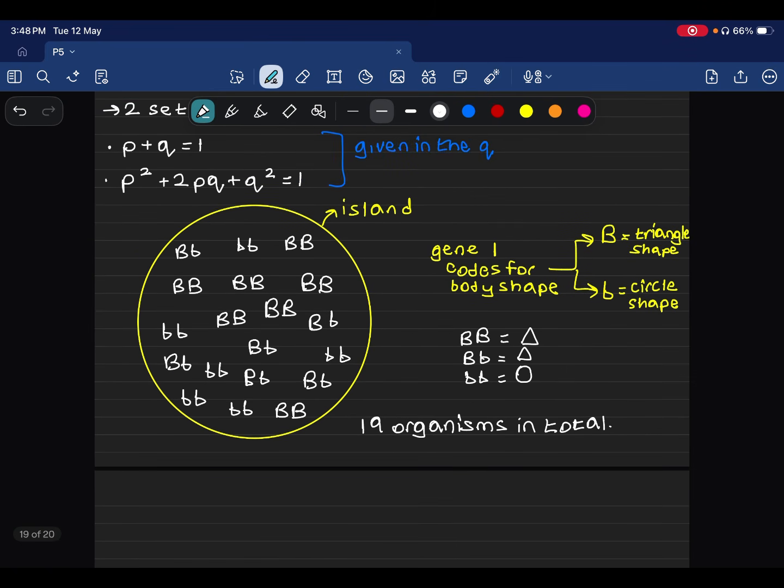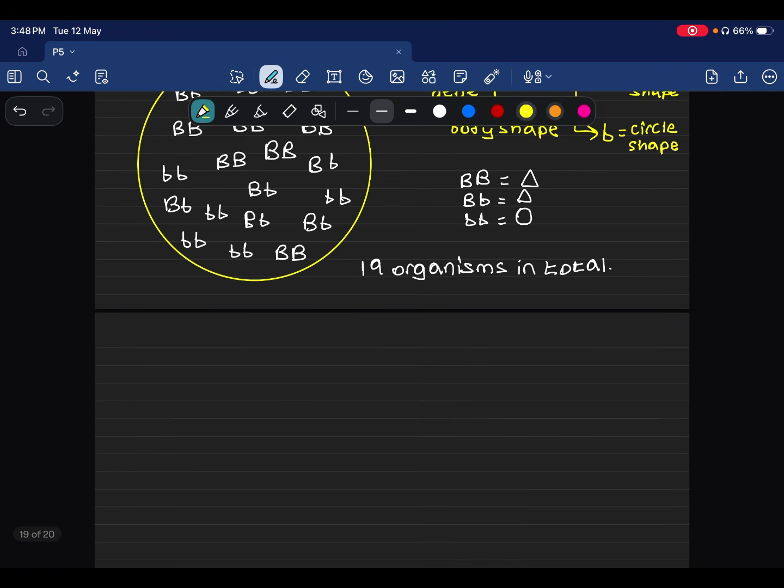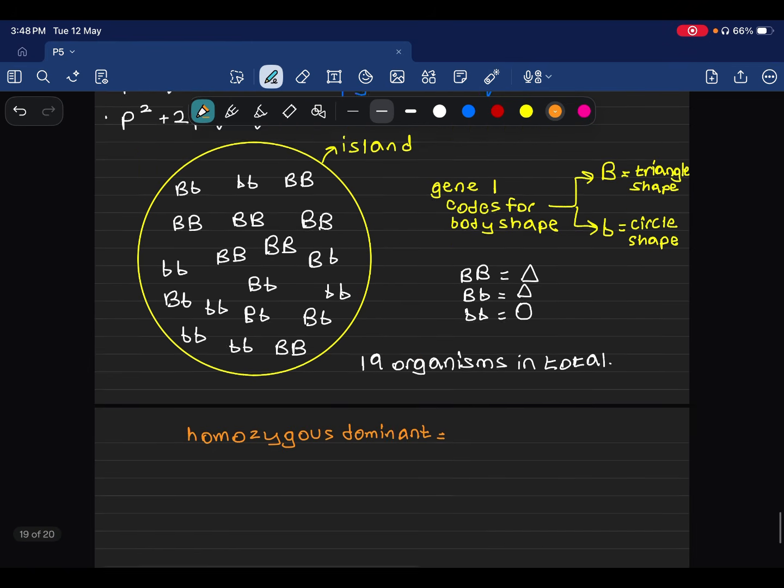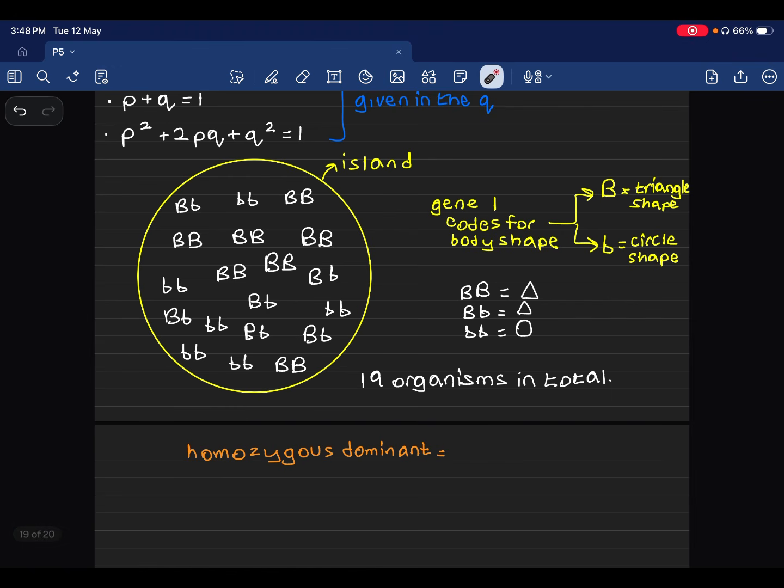All right. Now, if I tell you to count the number of organisms that are homozygous dominant, what would be the answer? So let me just go back to that island. How many are homozygous dominant? Let's count them. So we have one, then two, then three, then four, five, six, seven. Let's double check if we are not missing anything. We're not. So that's 1, 2, 3, 4, 5, 6, 7 organisms.